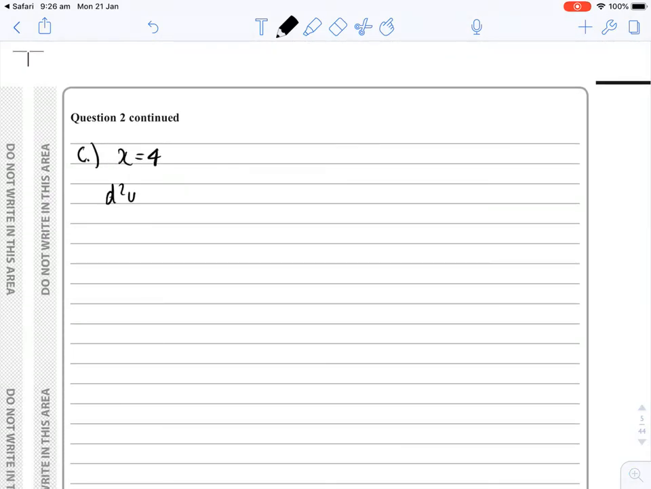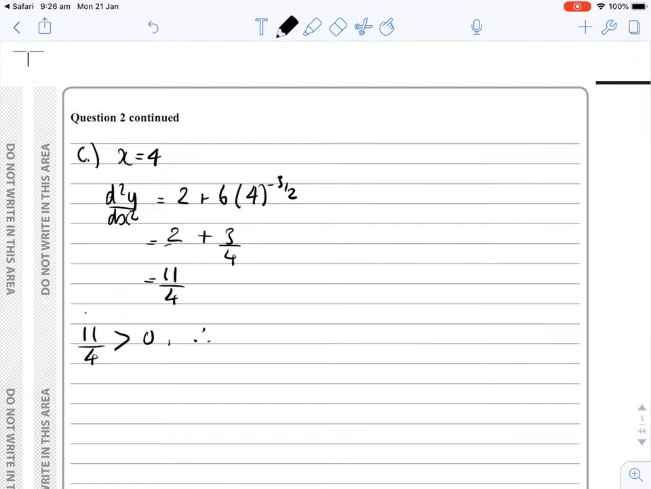So we've got d squared y/dx squared is equal to 2 add 6 lots of 4 to the minus 3 over 2. And so this is going to be 2 add 3/4. And so it works out as 11 over 4. And now as 11 over 4 is greater than 0, this means x equals 4 is a minimum value, or a minimum point.